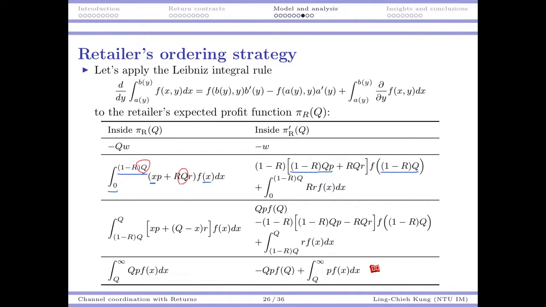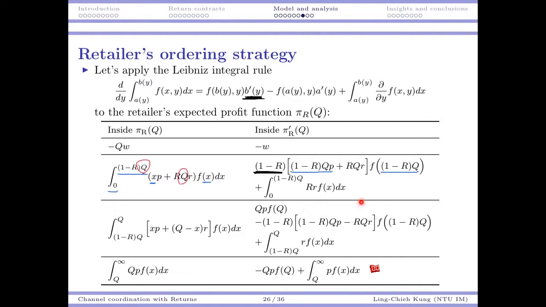That's why I get 1 minus r. Okay, that's why I get 1 minus r. So that's the first term. For the second term, there is nothing because 0 differentiated by q, this term is just 0. So I don't have the second term.